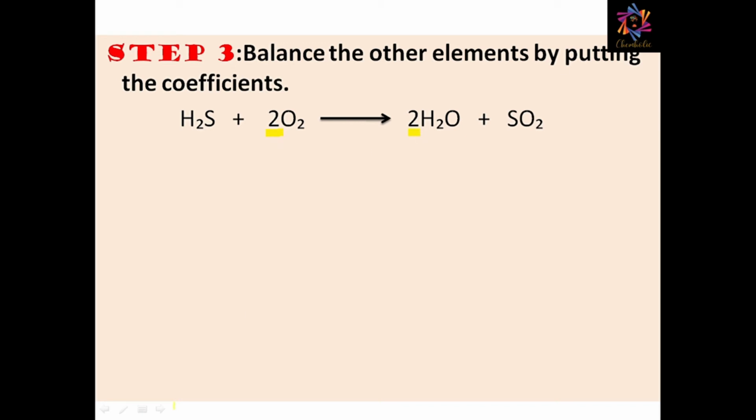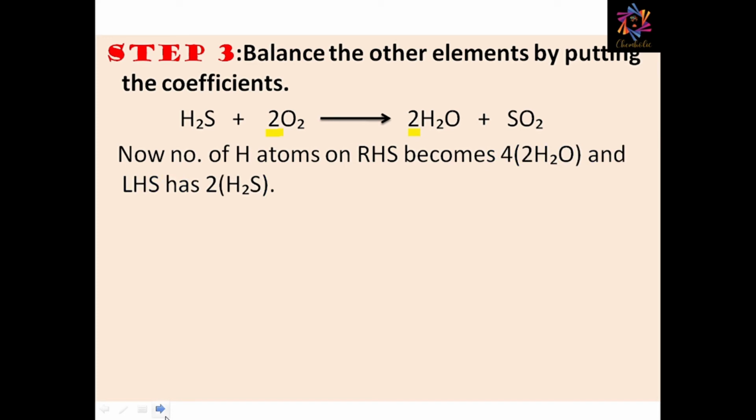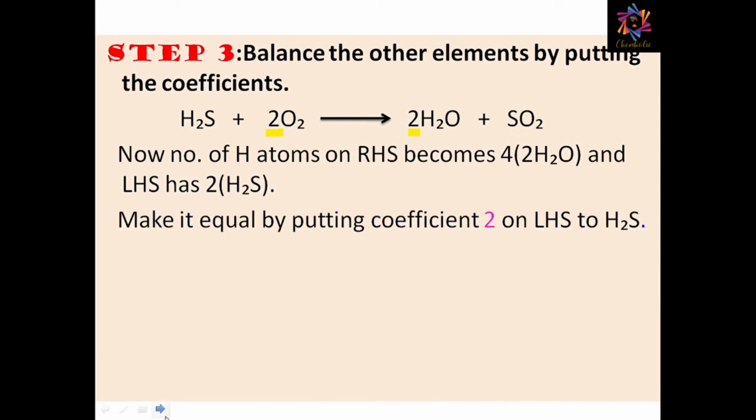But now we know that the number of hydrogen atoms on RHS becomes 4, and I have also written 2H2O to show you so that you don't get confused. And at LHS also it has 2 H2S. It is the name of the compound. So guys, 4 on this RHS and 2 on LHS, they are not balanced. So what we'll do, we'll make it equal by putting coefficient 2 on LHS to H2S.